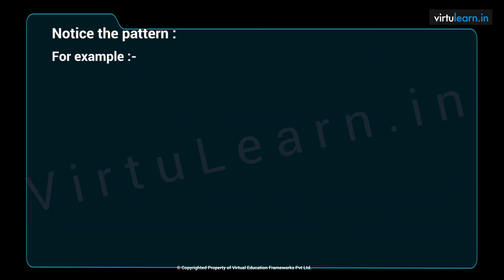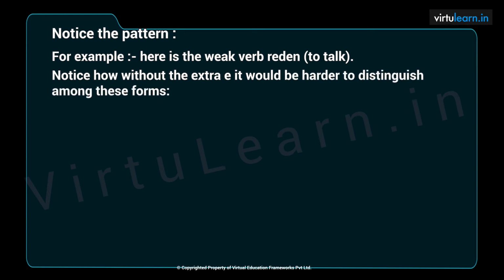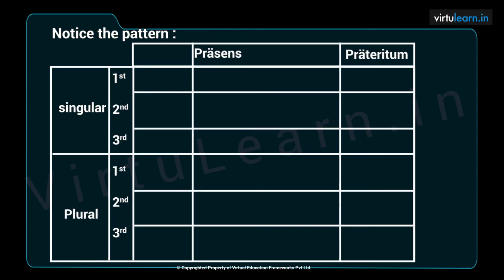For example, here is the weak verb reden, which means to talk. Notice how without the extra E, it would be harder to distinguish among these forms. Let us first have a look at the present conjugation. So the main verb, the infinitive reden, en is removed. The stem is red. So the conjugation is as follows. Ich rede. Du redst. Is my pronunciation correct now? No. What is redst? It sounds very weird.